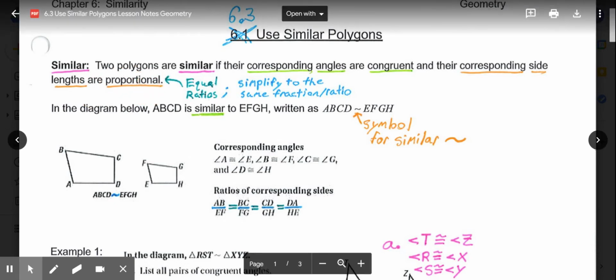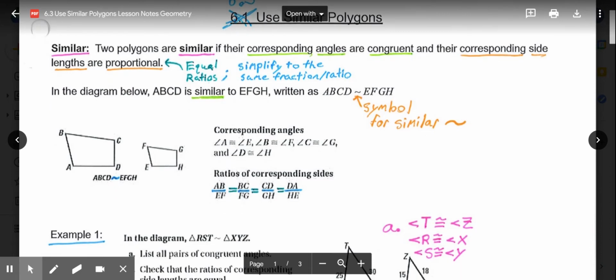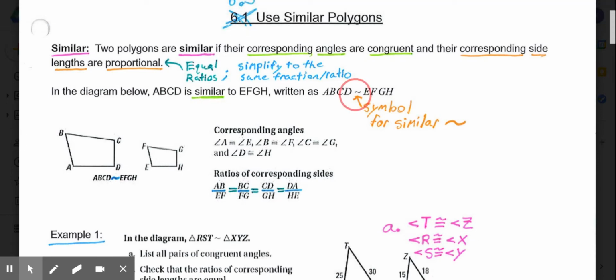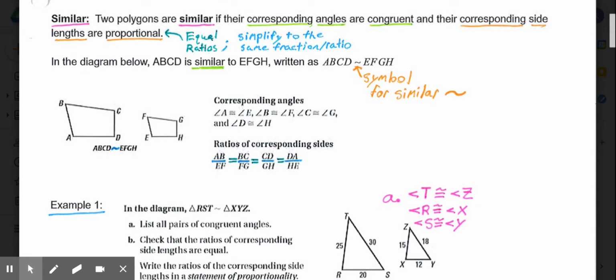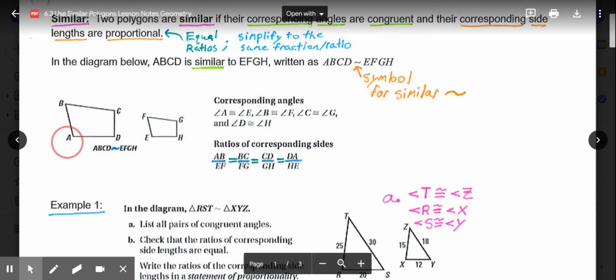So for example here, if we're looking at these two figures down here in the diagram below, ABCD is similar to EFGH. We write that as ABCD, and this single squiggly here is a symbol for similar. So polygon ABCD is similar to polygon EFGH. Our corresponding angles are the ones that have the same measure and are in similar spots, meaning bottom left to this figure is A, here is E. B corresponds with F, C corresponds with G, and D with H.